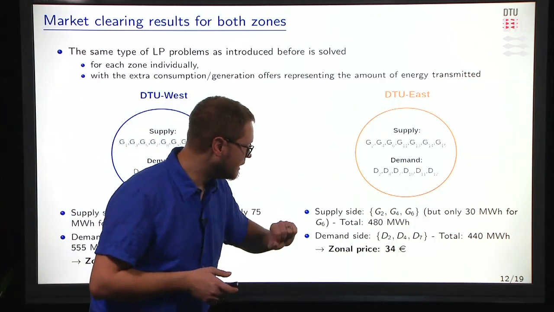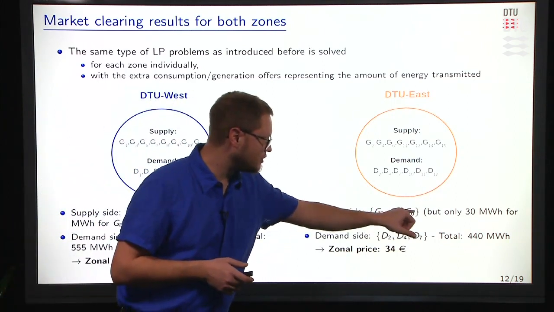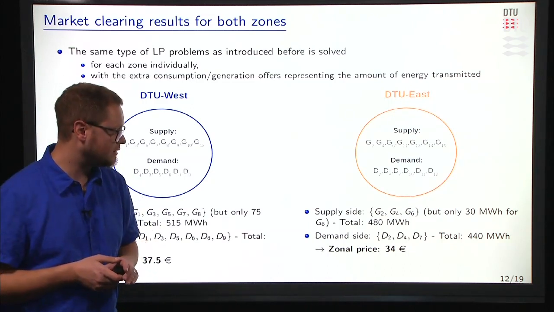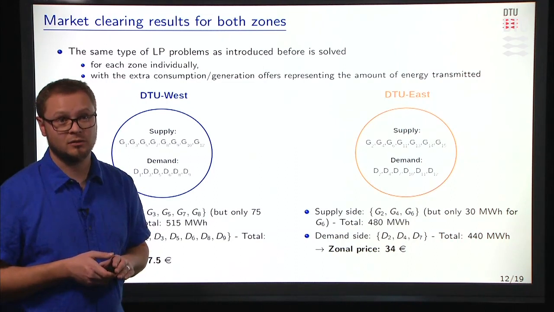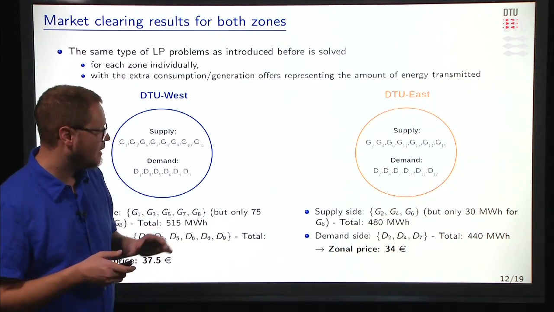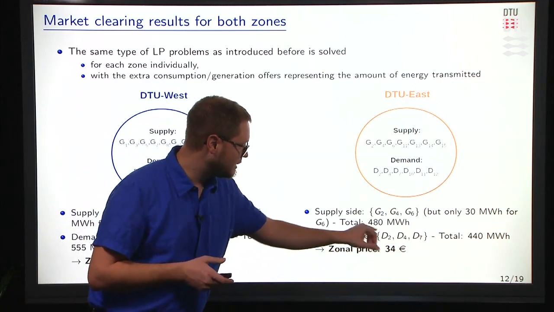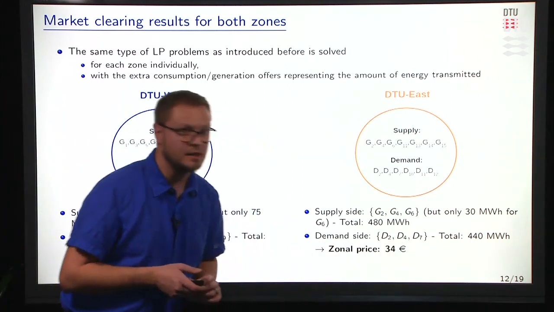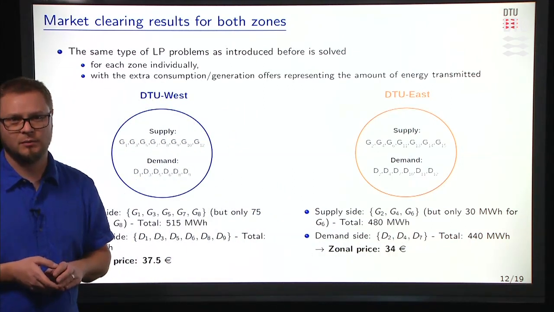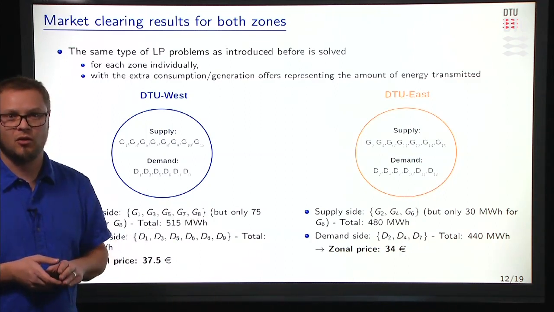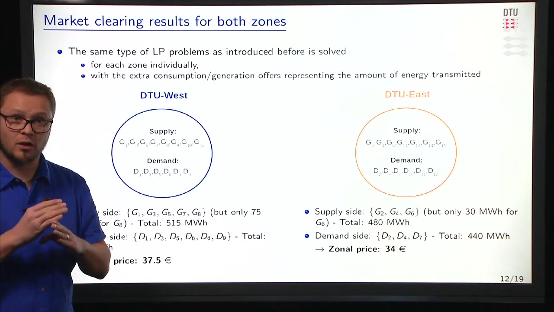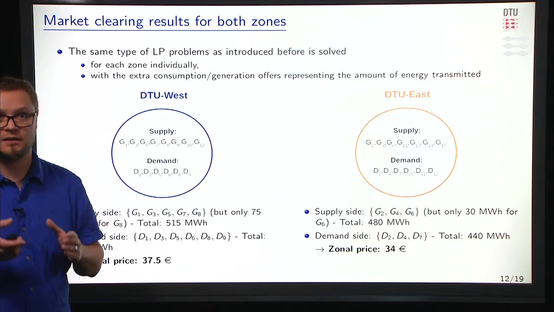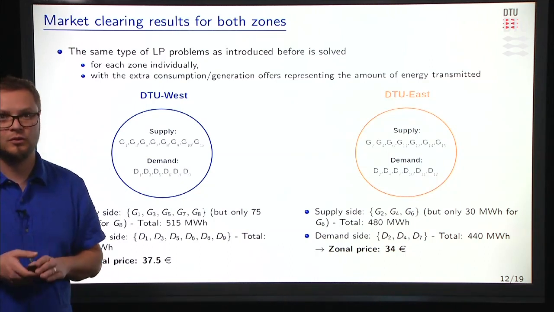On the other side, on DTU East, on the supply side, G2, G4 and G6 are being scheduled, but only with 30 megawatt hours for G6. So G6 is becoming the marginal supplier on the east side, and is going to set the price. The total here is 480 megawatt hours. On the demand side, D2, D4 and D7 are being scheduled for a total of 440 megawatt hours. You can recognize the surplus of 40 megawatt hours, and now at the crossing, based on G6 being the marginal supplier, the price for this area is 34 euro per megawatt hour.